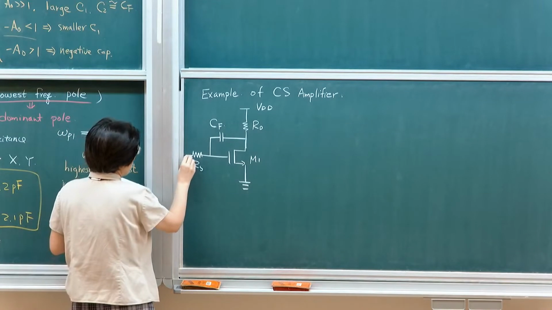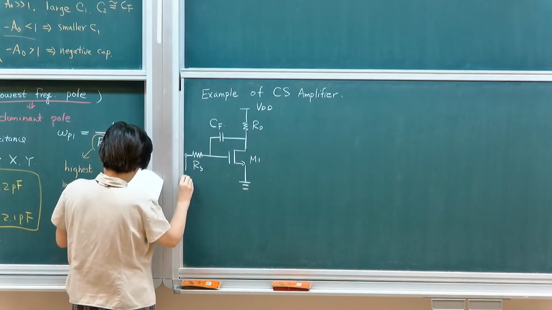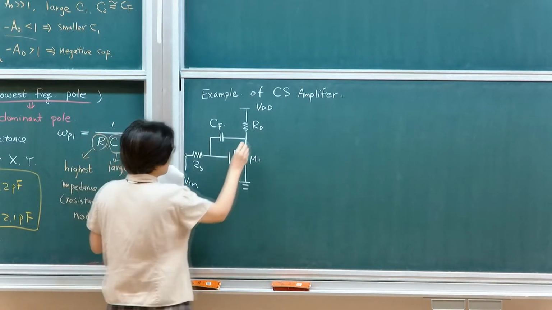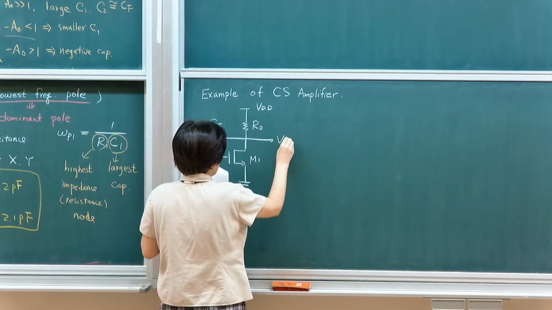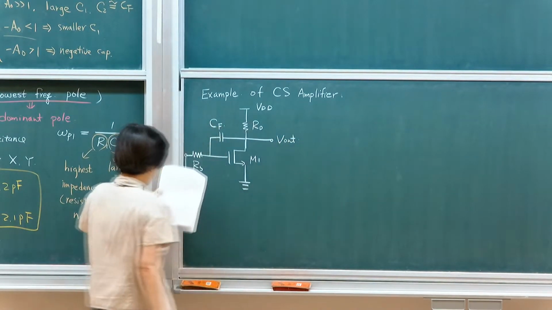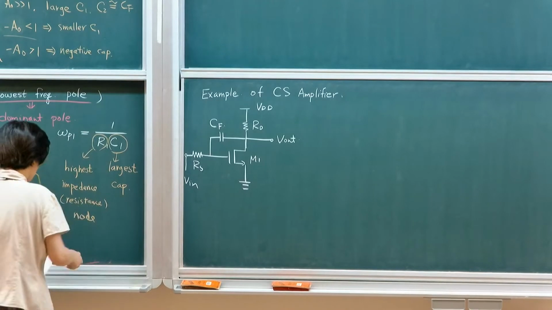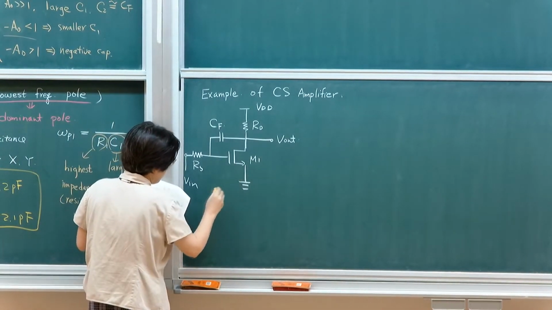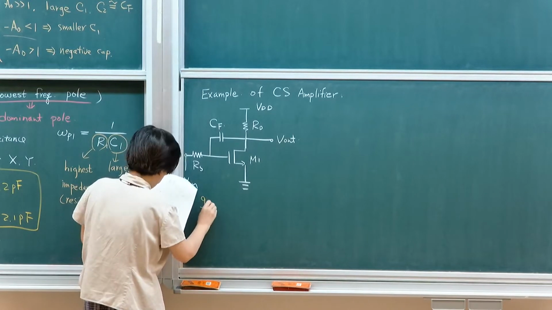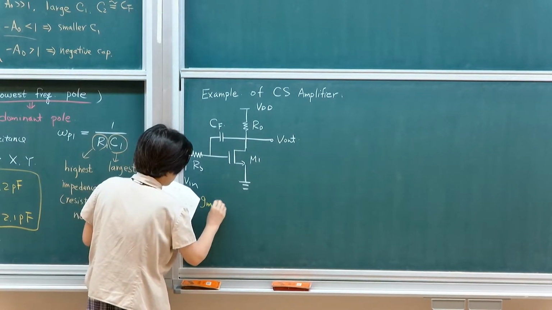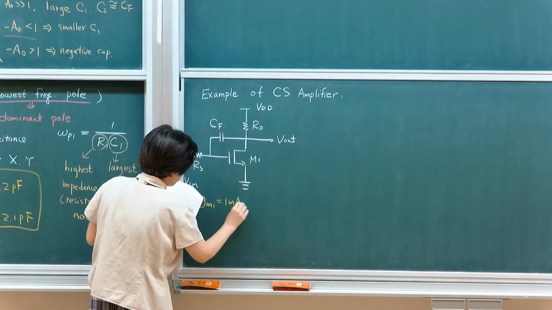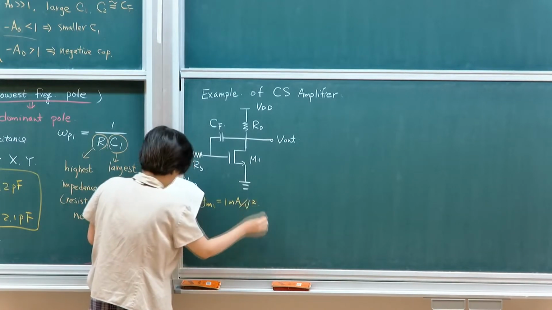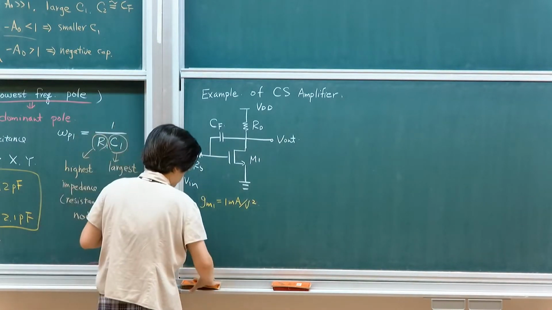Let me give parameters. This will be my input terminal, Vin, and this will be the output terminal. Let's give a few device parameters. First of all, this M1 is biased with a gm1 of 1 milliamp per volt. Sorry, a volt.